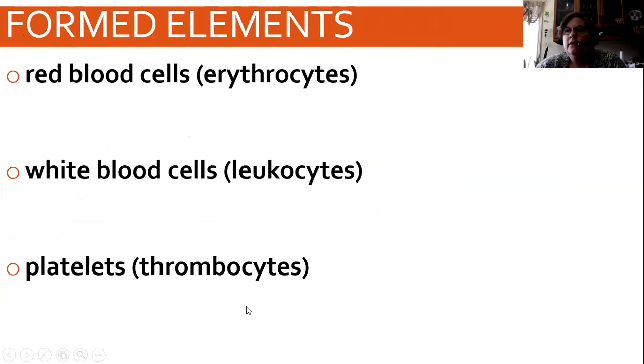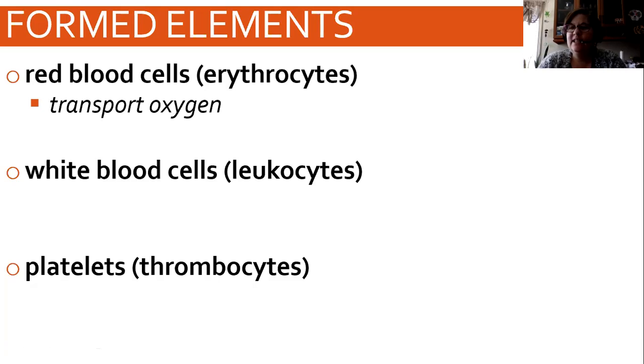All right. So what we're going to do is just look at what the main functions are of our 3 formed elements. Okay. So the first one we see here is erythrocyte. So the red blood cells. Their big job is to transport oxygen. Now, can they transport carbon dioxide? They do to some degree, not like they transport oxygen. Okay. Most carbon dioxide actually transports in the plasma, but most oxygen is transported by red blood cells.